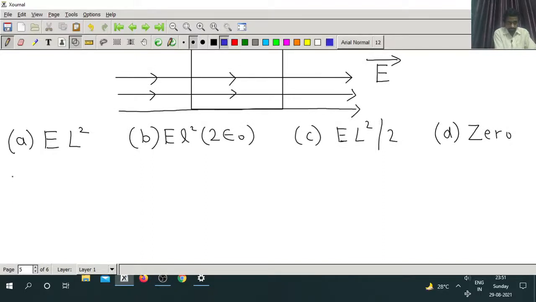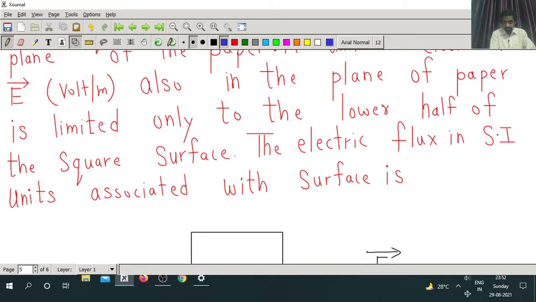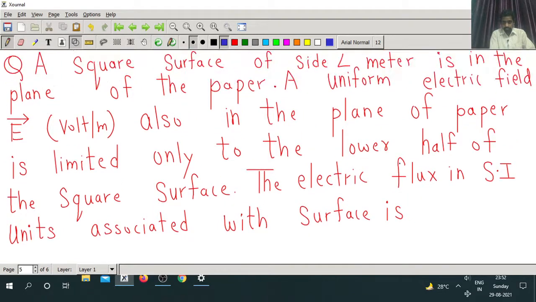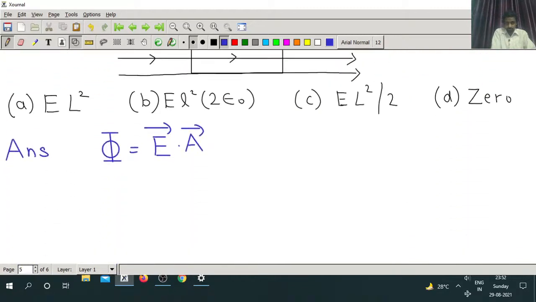The answer is very simple. The electric flux passing will be the dot product of E bar dot A bar. Now you can see the area, it is clearly mentioned that the field is limited only to the lower half of the square surface, that means only half the area is in the flux. So we can write this equation as phi is equal to E into A by 2 into cos theta.